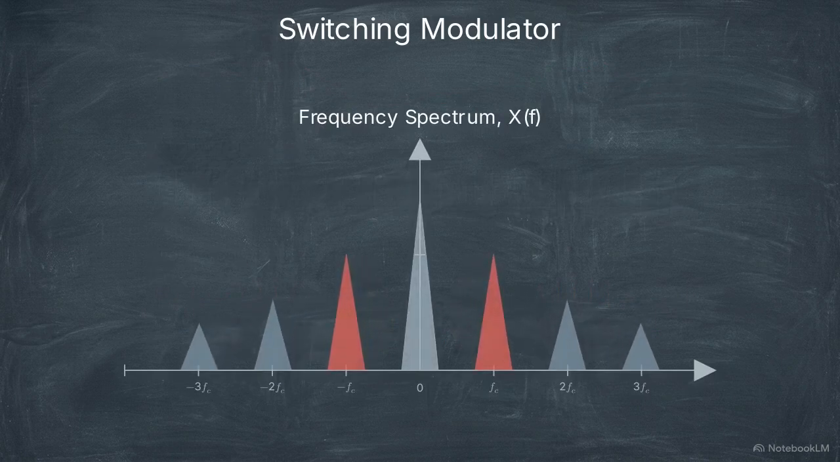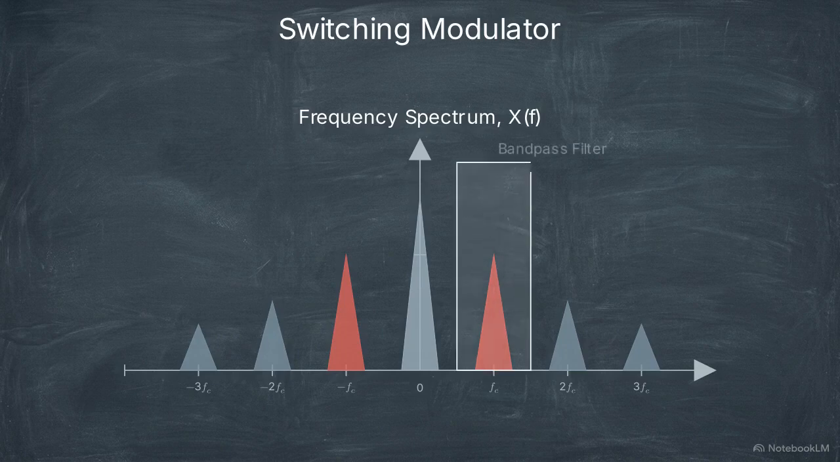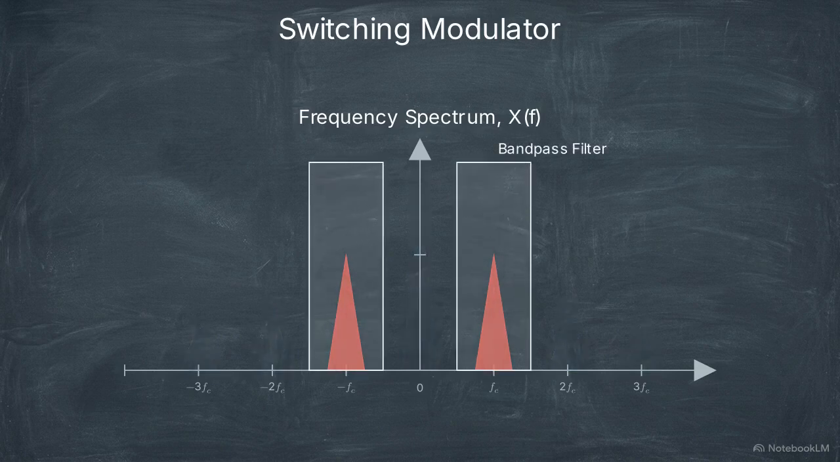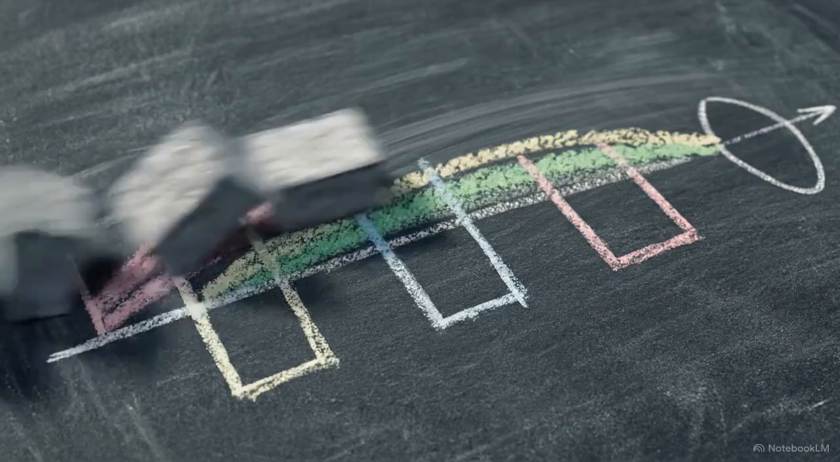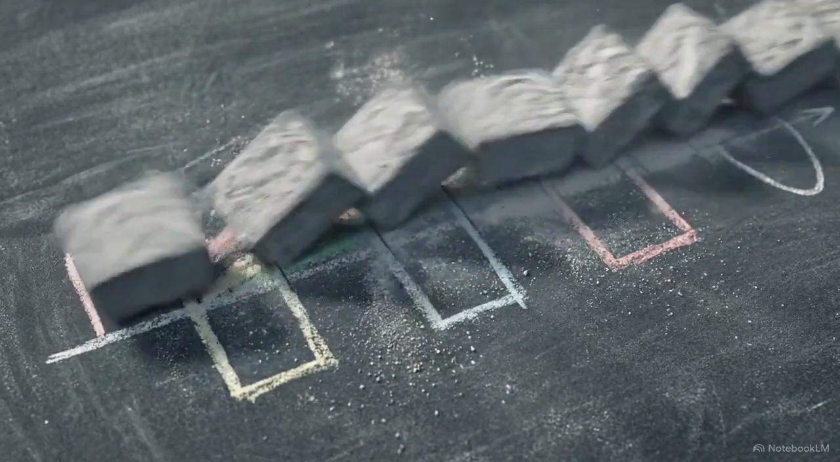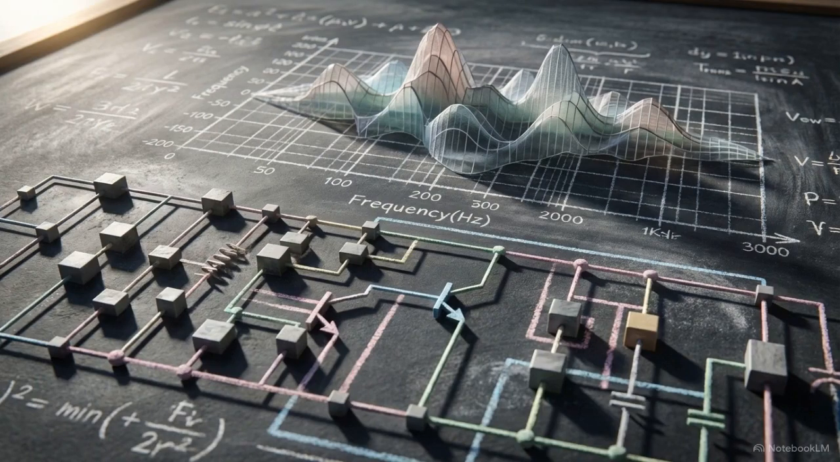This chopping action scatters the spectrum across multiple harmonic frequencies. By passing that chaotic output through a bandpass filter tuned exactly to fc, we extract the clean, desired sinusoid. It is a common reality in electronics. Physical circuit limitations force engineers to use crude, nonlinear switching to mimic linear mathematical ideals. Getting the signal across the airwaves is half the problem.